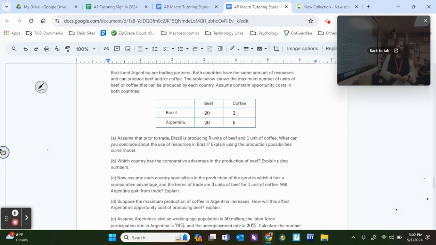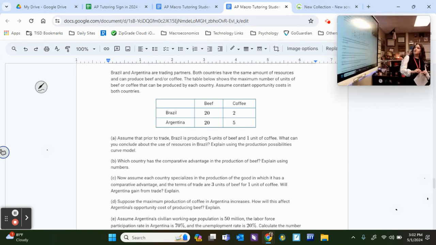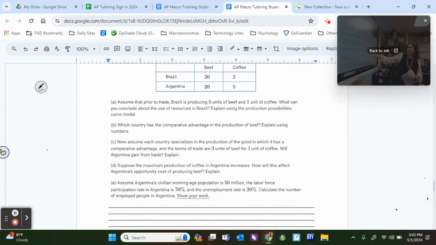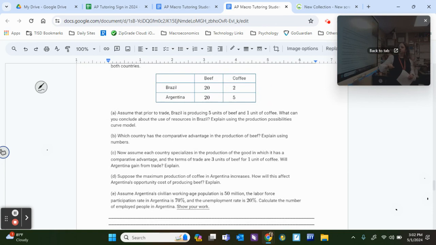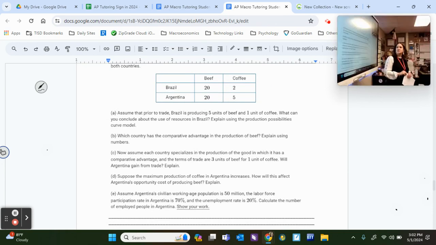Okay. Brazil and Argentina are trading partners. Both countries have the same amount of resources and can produce either beef or coffee. The table below shows the maximum number of units of beef or coffee that can be produced by each country. Assume constant opportunity costs for both countries. Okay, I'm going to give you some time to work on A and B only, and we'll see how well we do, and then we'll move on. So just part A and part B only.